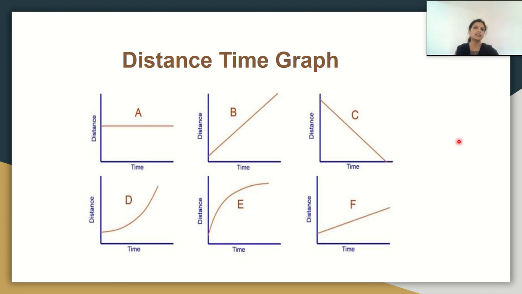Next graph, it is a curve, and I told you that a curve will always give you an idea about non-uniform motion. Since it is a distance time graph, it is non-uniform speed. The next is again a curve, so it is also non-uniform speed, but in this case the speed is decreasing. In the earlier graph, the graph is moving in the upward direction, that indicates that the speed is non-uniform, but it is increasing. Come to the last graph, again the initial speed is not 0.